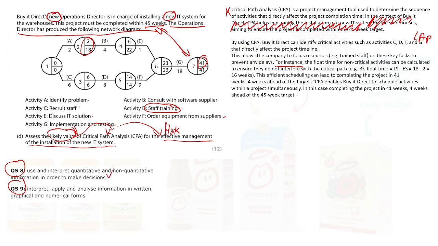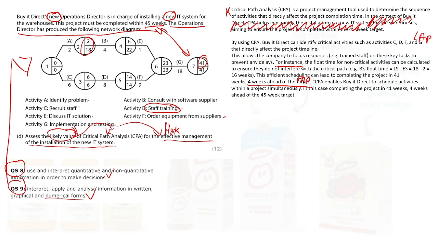So they're going to use that to make decisions, and actually we've got graphical and numerical form. Well, this is obviously the graphical form here, and we've interpreted the numbers. And now, because we're showing off, this efficient scheduling can lead to completing the project in 41 weeks. Not very impressive. Until my master math skills come out, 4 weeks ahead. We would write a nice GAP next to that. Good application. And then we thought we'd just chuck in a cheeky quote from the case study.